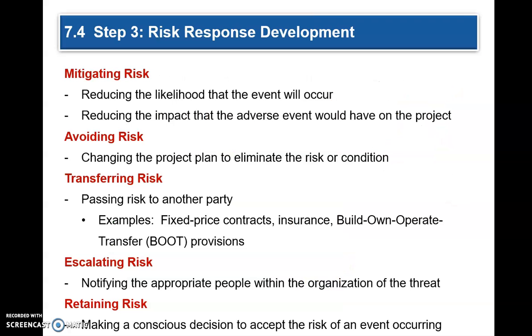Mitigating risk is to reduce the likelihood that the event will occur. It reduces the impact that the adverse event would have on the project. Avoiding risk is changing the risk plan to eliminate the risk or condition. Transferring risk is passing the risk to somebody else.